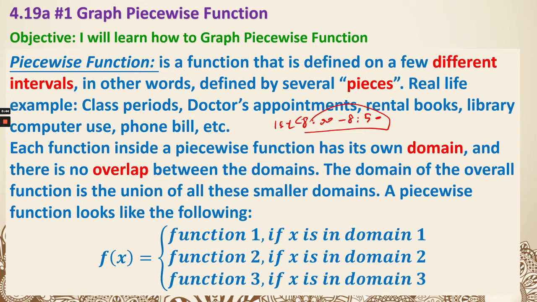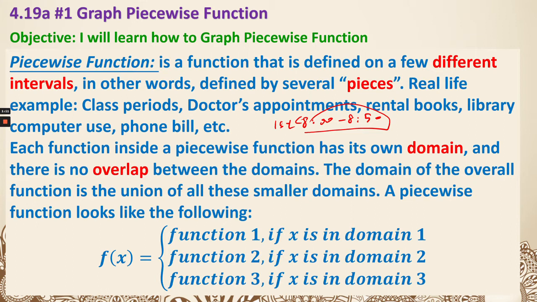For a doctor's appointment, it's the same thing, different time slots. Rental books, you'd rent a book for several days. It's the same book that's being rented by you for several days. Library computer use or phone bills, these are all examples of piecewise functions. Each function inside a piecewise function has its own domain, and there is no overlap between the domains. The domain of the overall function is the union of all of these smaller domains.